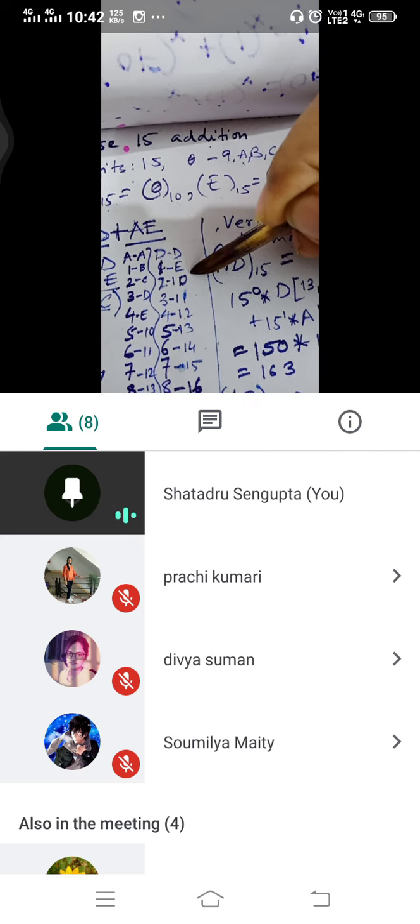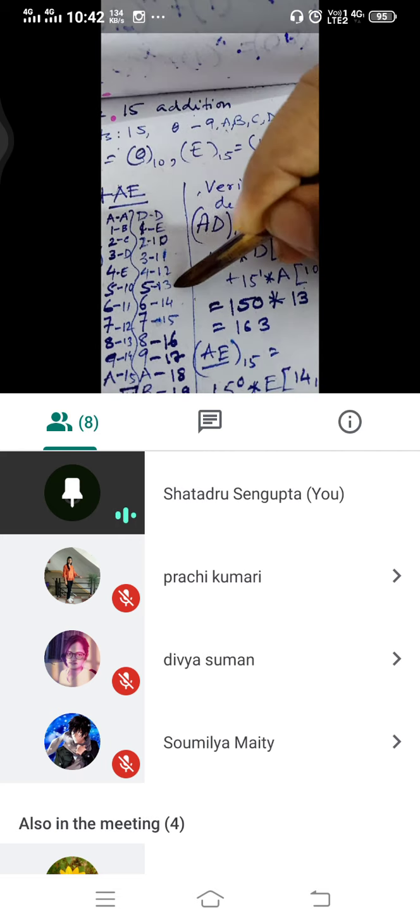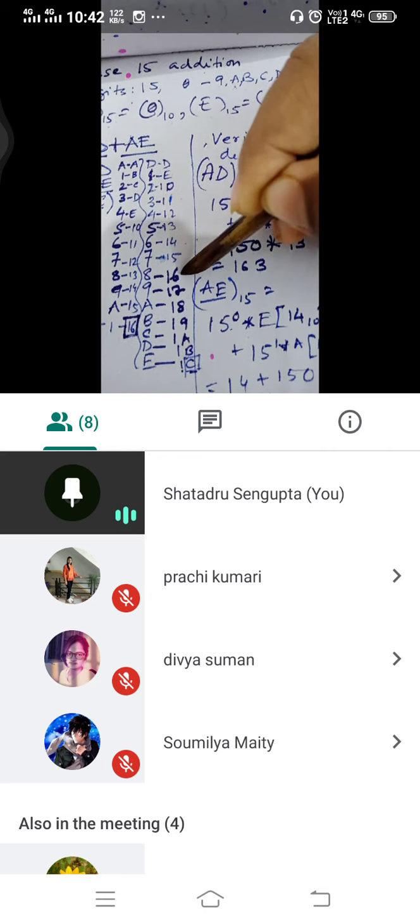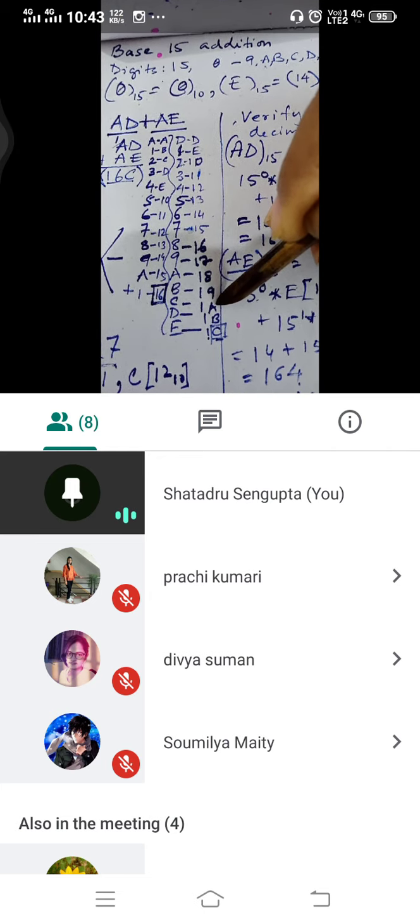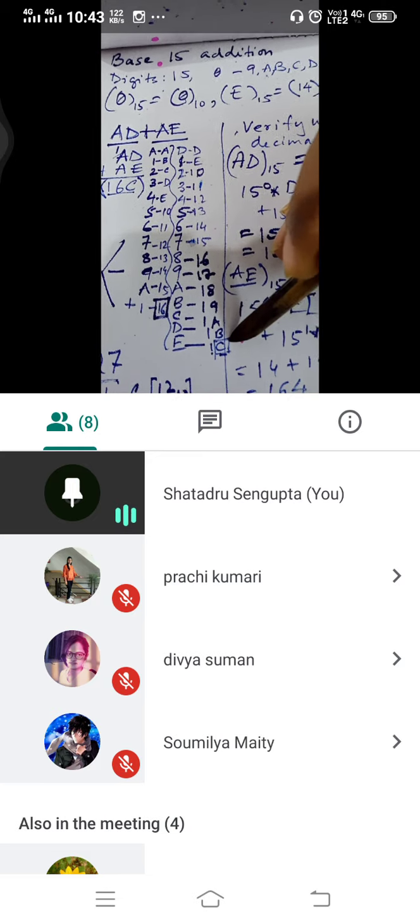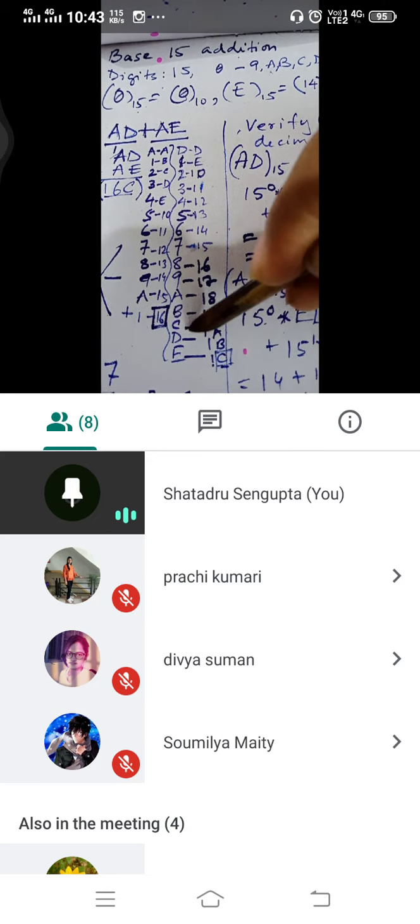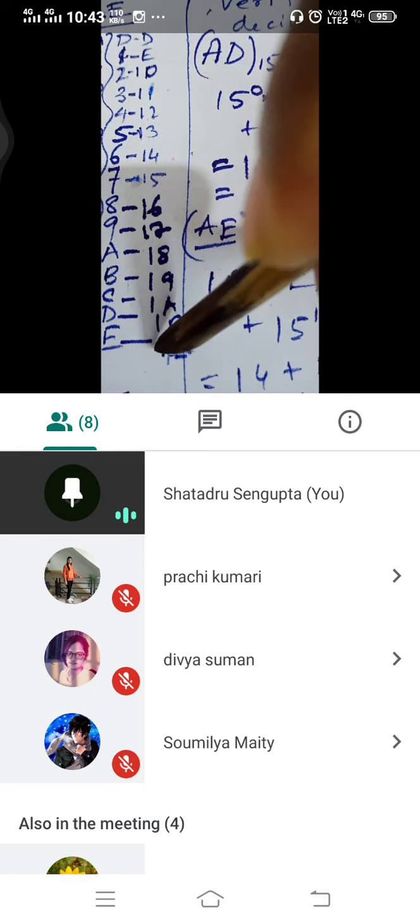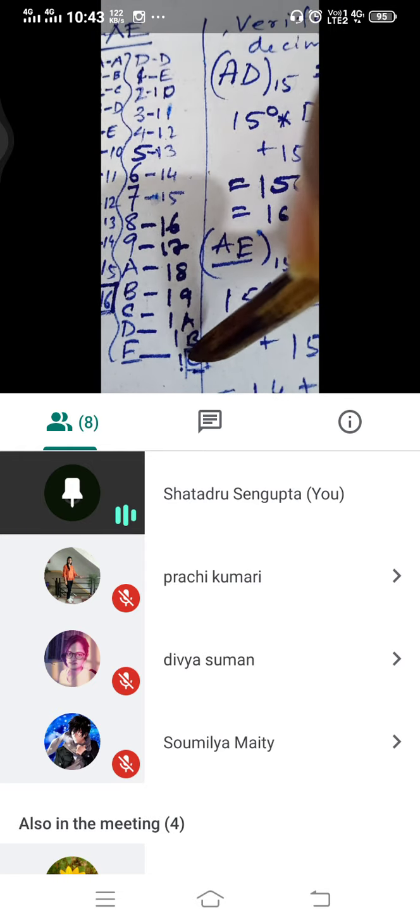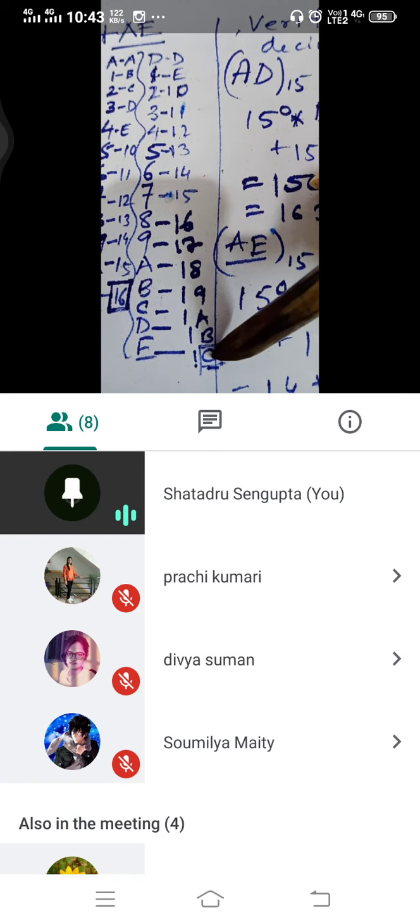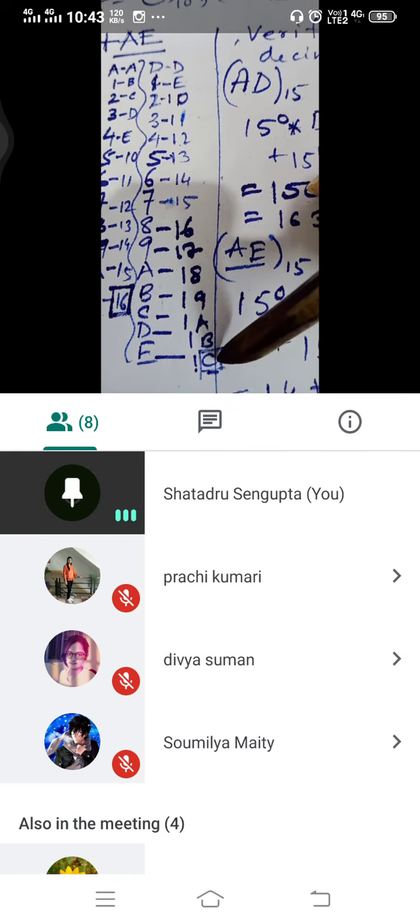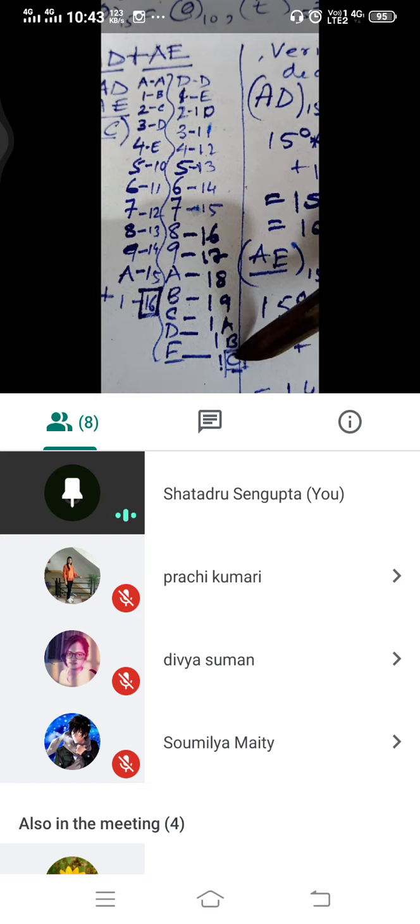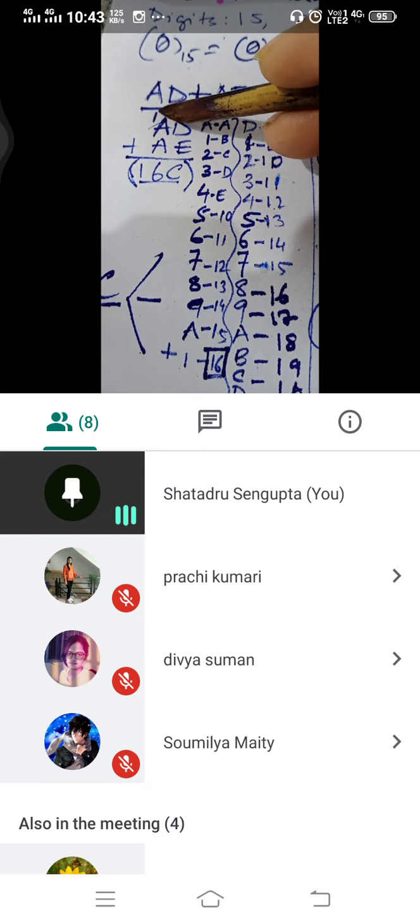So after E comes 1 0, then 1 1, 1 2, 1 3, 1 4, 1 5, 1 6, 1 7, 1 8, 1 9, 1 A, 1 B, 1 C. So D plus E is 1 C. But obviously we have to take only the least significant digit, which is on the right by convention. So from this 1 C, we take C and we carry 1 here.